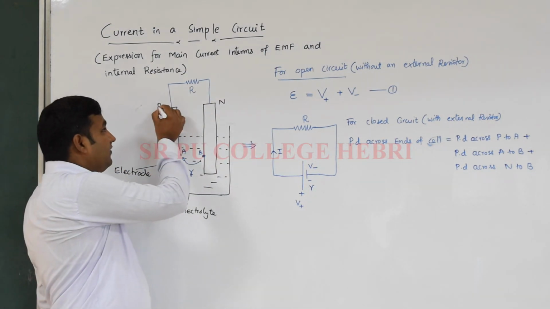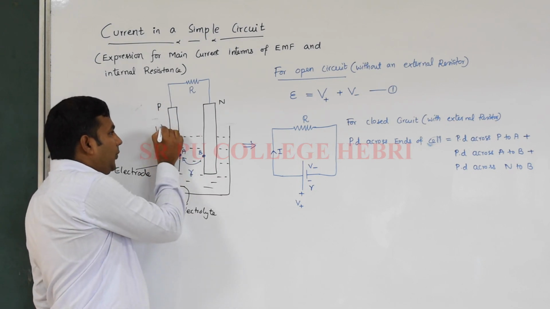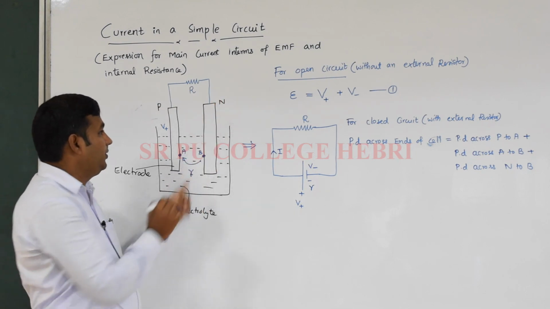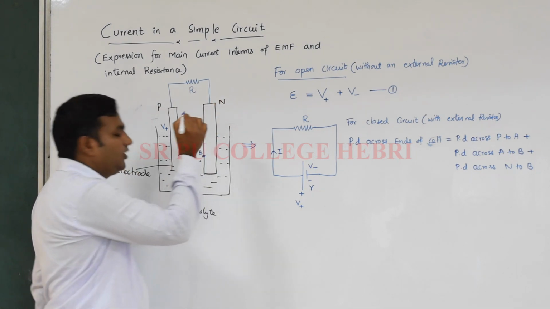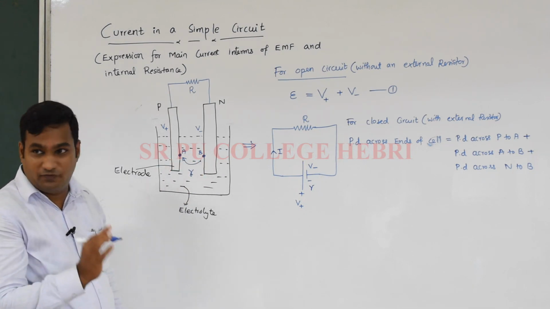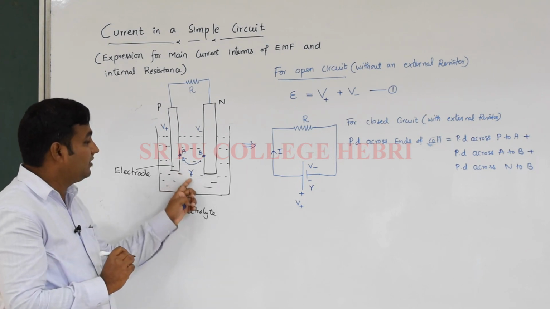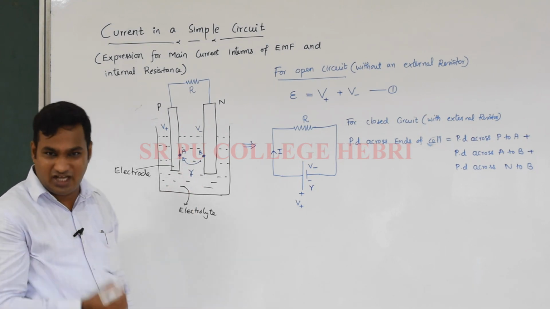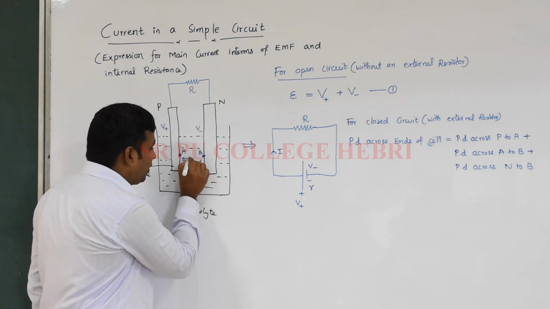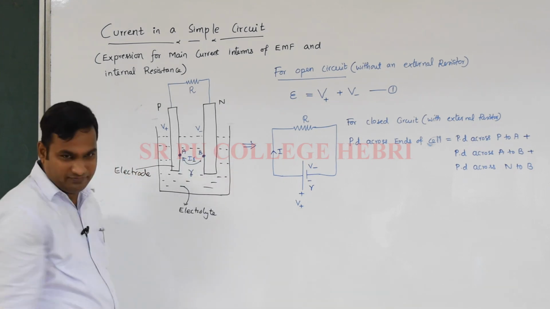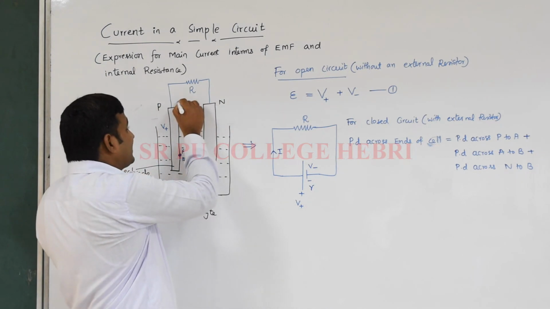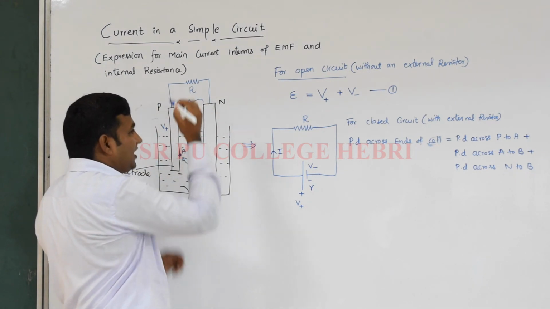Here, the potential difference between P to A is V plus, which I already denoted. The potential difference between N to B is V minus, which I also already defined. The potential difference between A to B opposes the flow of charge, due to the presence of resistance called internal resistance r. According to Ohm's law, the potential difference between these two points is I into r. Automatically, the potential difference across the two ends of a cell we denote as V.